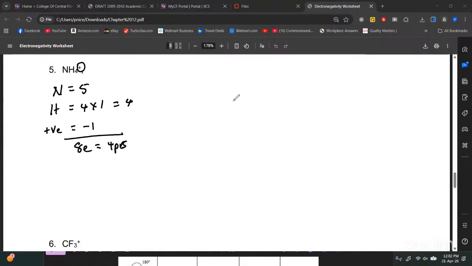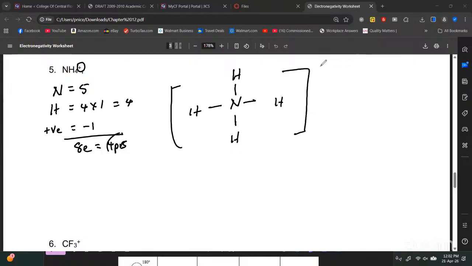So we put the nitrogen in the middle, surrounded with the hydrogens. And then we put the bonding pairs, 1, 2, 3, 4, and that's it. In this case, we put parentheses around it, and we put a plus charge, just to indicate that the entire structure carries a plus charge.